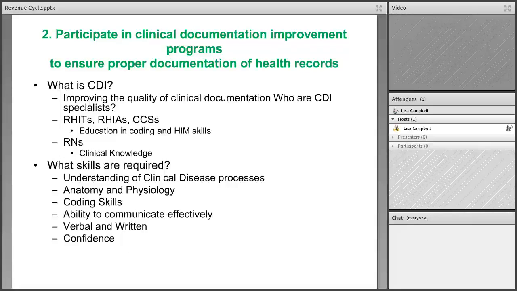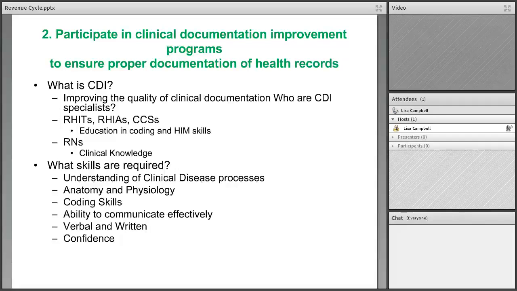As we have moved into an era where documentation is going to play a huge role in the quality of care, the perceived quality of care, organizations are implementing clinical documentation improvement programs. So the second task that you should know under the revenue cycle is to be able to participate in the CDI program to ensure proper documentation of health records.